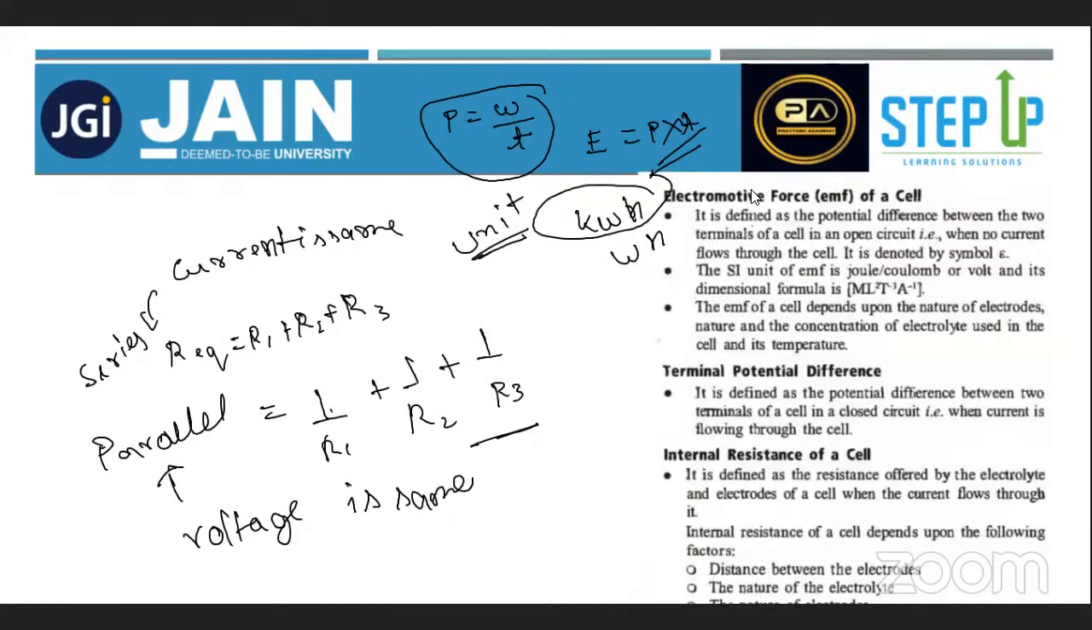Okay, so electromotive force, a small definition: it is defined as the potential difference between two terminals of a cell in an open circuit. That is, when no current flows through the cell. When no current is flowing through the cell, whatever potential difference is there is known as electromotive force. Like that, we also have terminal potential difference and internal resistance of the cell.